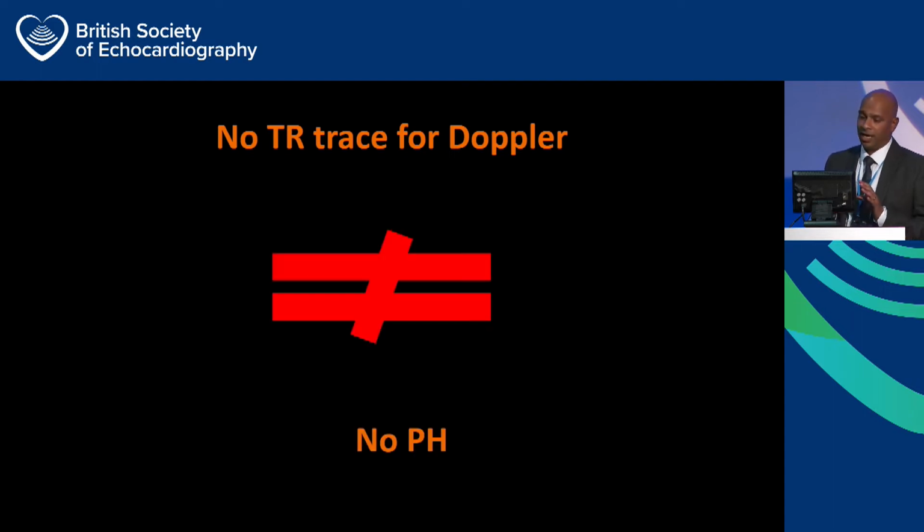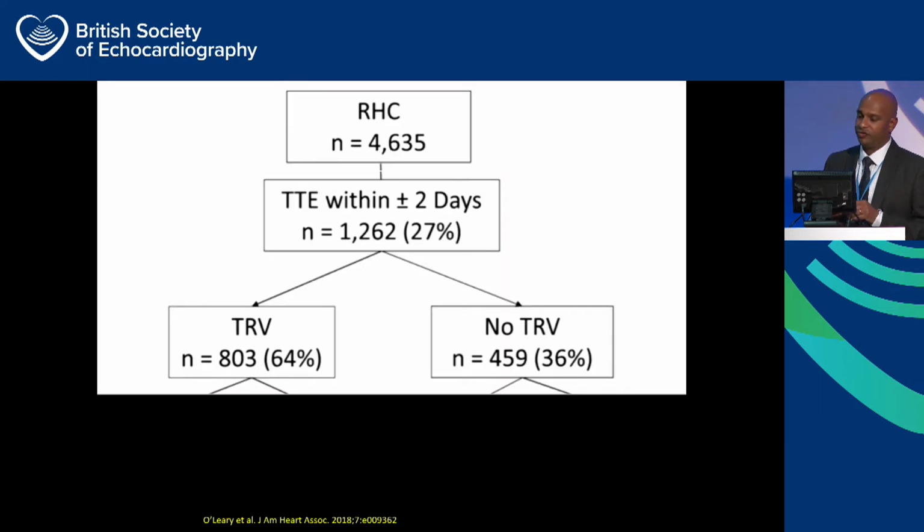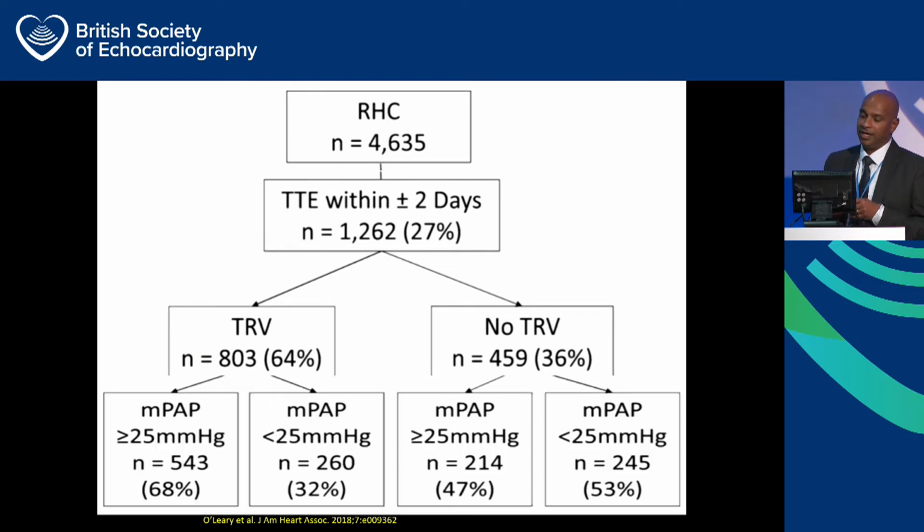You may think that if there's no tricuspid regurgitation jet at all to measure, a patient can't have PH, and that's definitely incorrect. This has been shown very nicely in registry data from the States. This group took 1,200 patients who had a right heart catheter and an echocardiogram within 2 days of each other. Of those 1,200, 17% had no tricuspid regurgitation measurable to calculate a TRV, but they had pulmonary hypertension, so almost 1 in 5.